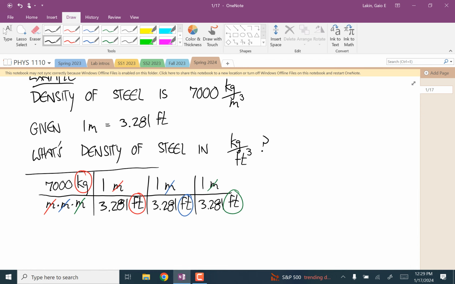And so now if you multiply out the numbers, you get 198.19 kilogram per cubic feet. Anybody have any questions about that?